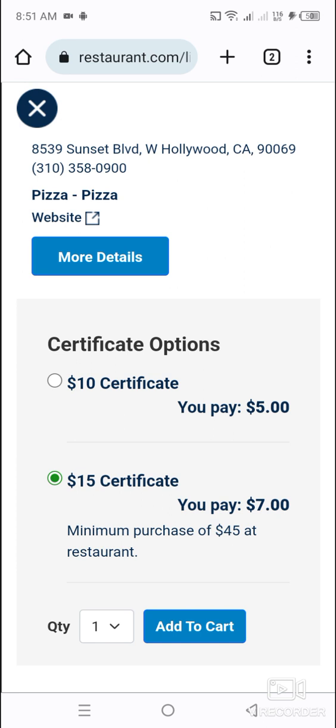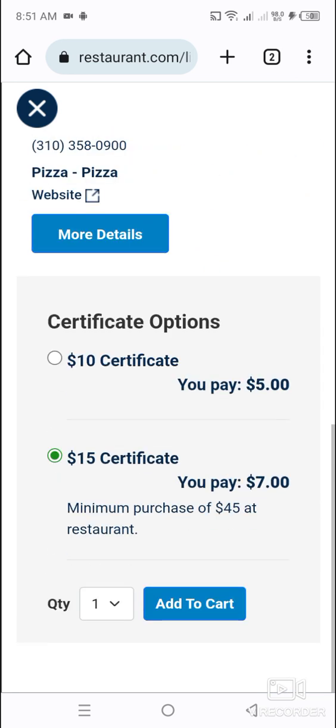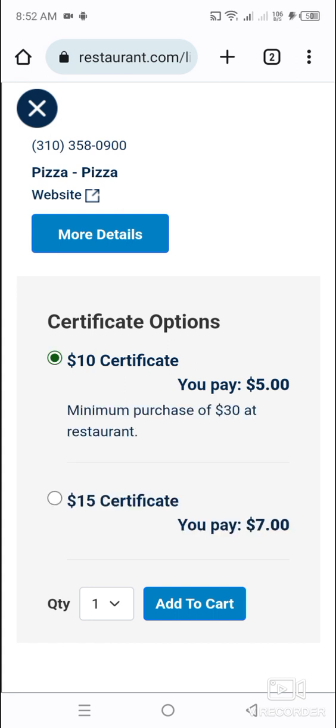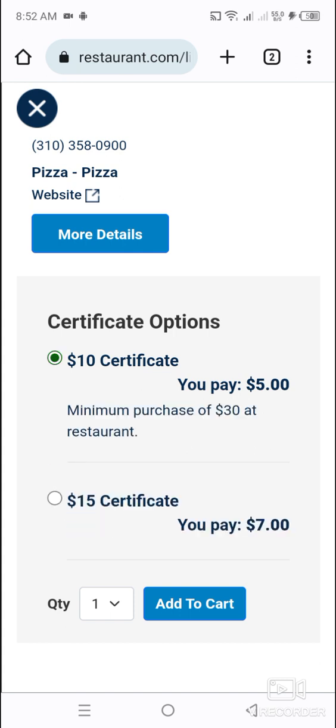As we can see in this particular example, this restaurant, the Original Joe's Pizza in LA, is accepting two certificate denominations, namely the $10 certificate and the $15 certificate. For the $10 certificate, people can buy that from restaurant.com for only $5. So if we do the math, how much are they able to save? $5, right? Because when they present a $10 gift certificate to that restaurant, they get a $10 discount, but they only purchased the gift certificate for $5. So they end up saving $5.